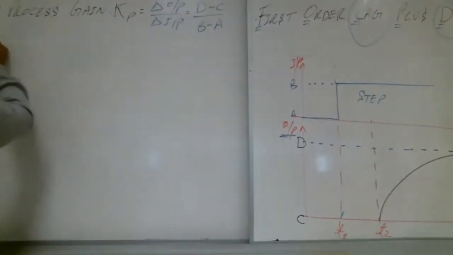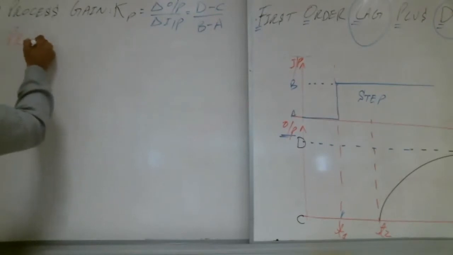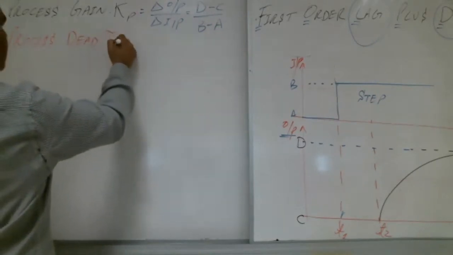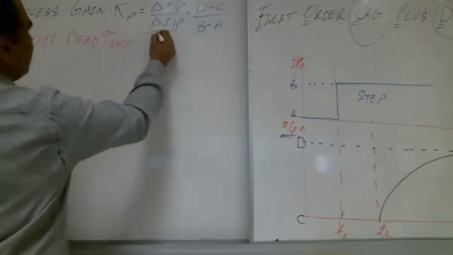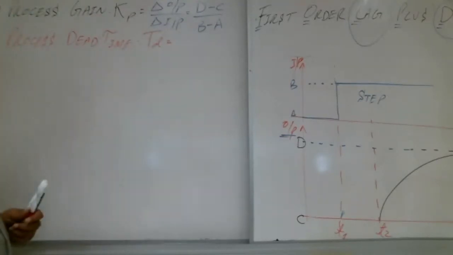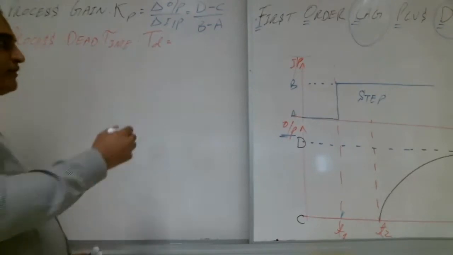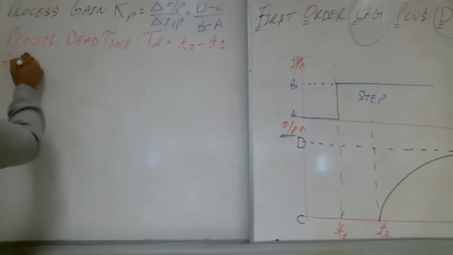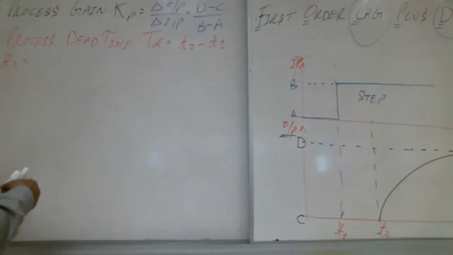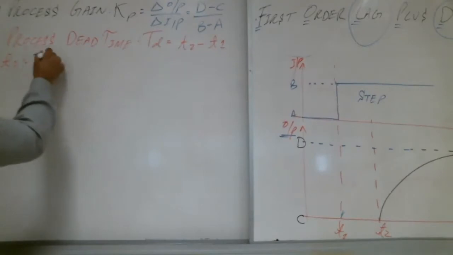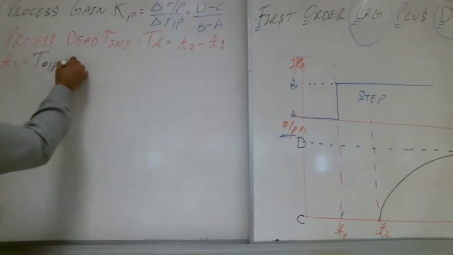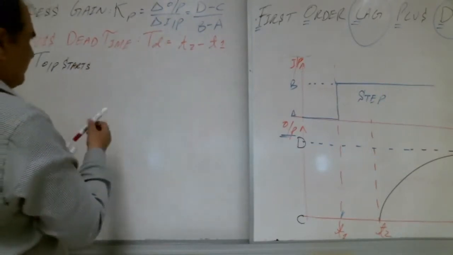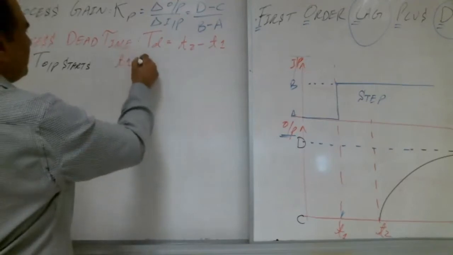Number two, Shabab. Process dead time. TD. How do we define TD, Shabab? T2 minus T1. Very good. What is T2, Shabab? T2 is the time the output starts to change. And what is T1, Shabab? What is T1?